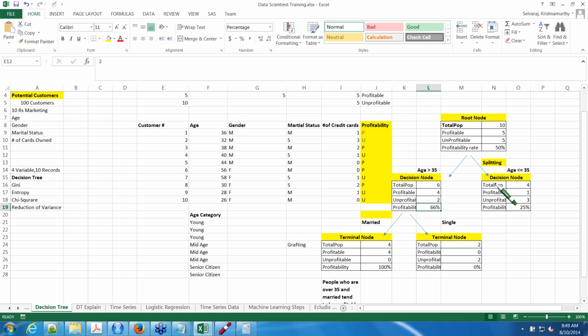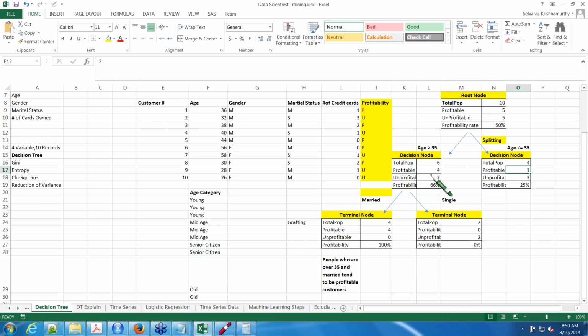And in the age lesser than 35 population, 1 customer is profitable and 3 customers are unprofitable, so 25% of the customers are profitable. If you follow this route, we will not get an accurate result because only 1 profitable customer is there. It will be stopped at this point. Why? A lot of whys will be there. I will answer all those things.